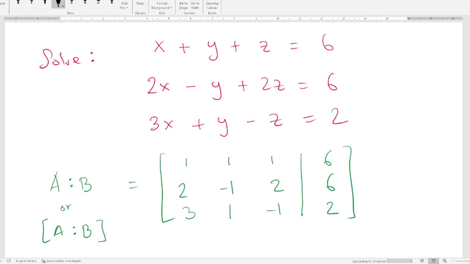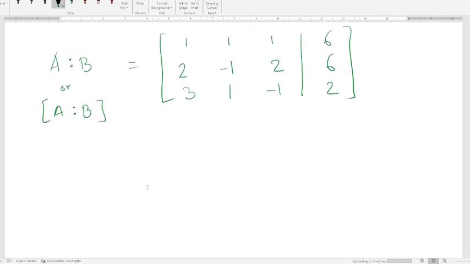Now we need to convert this into a diagonal matrix. What we mean by diagonal matrix here is that we want the left hand side to be converted into a diagonal matrix, because then only it will make sense, correct? A matrix has a diagonal only if it's a square matrix. The number of rows and the number of columns have to be equal.